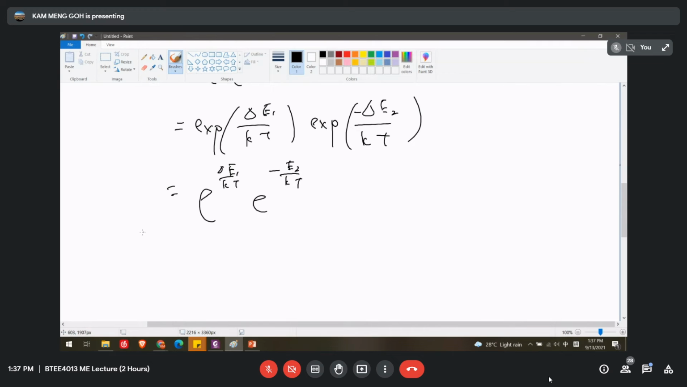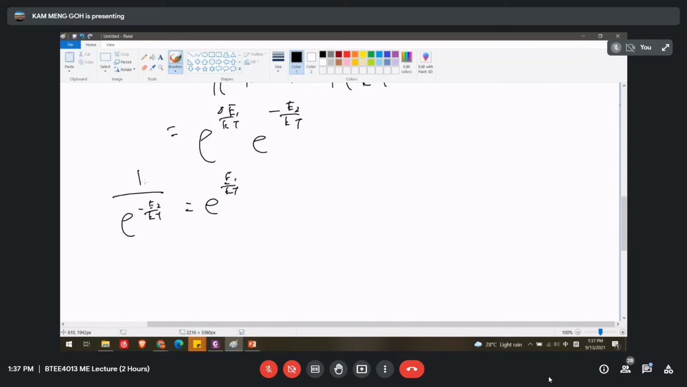Then you move this downward, 1 over E2 KT will be equal to the E1 KT. I skip the triangle, I don't want to keep on rewriting it. So you just flip back to the above, you will get this E1 KT will be equal to the E2 KT. So by having this, you can prove that E1 will be equal to the E2. Triangle, triangle.